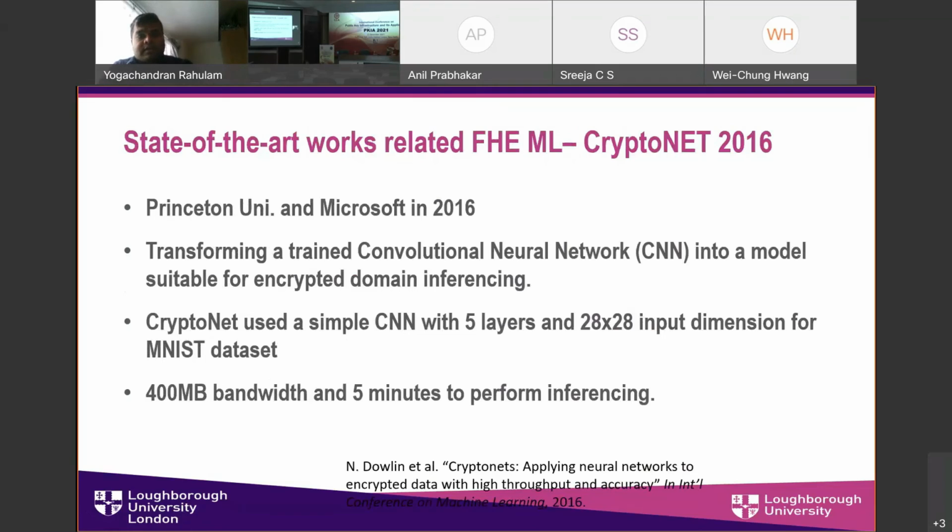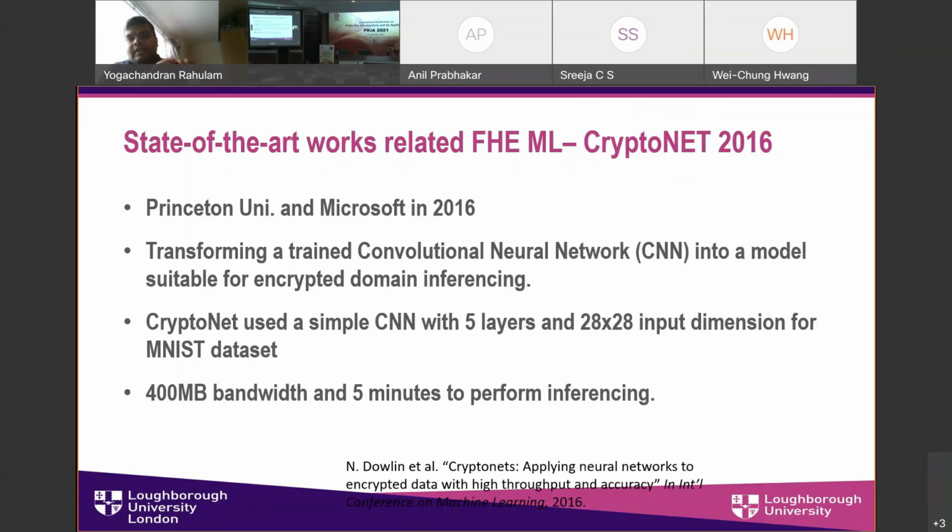So let me put everything in context. We are talking about machine learning. There is work done in 2016 by a collaboration between Princeton University and Microsoft. They transformed a 5-layer convolutional neural network to process everything in the encrypted domain, using the MNIST dataset. If you know MNIST CNN classification, with everything in the plain domain, inferencing one image takes a fraction of a second. If you send an image, it will tell you whether it's a number 0, 1, or 2.